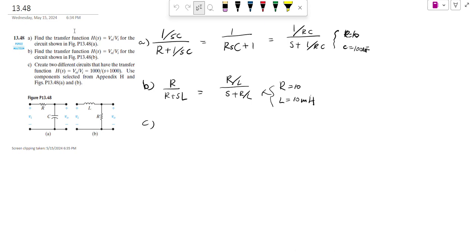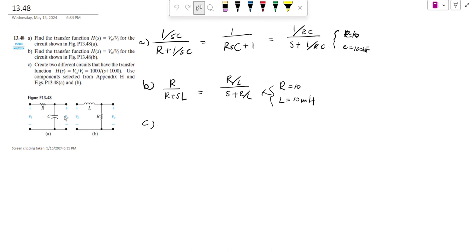Question about filters. This is a very simple one. Find the transfer function of the following circuits. For this circuit, you can see a voltage source is across these two impedances in series, and the output voltage is across the capacitor. Okay, so it's a voltage divider.